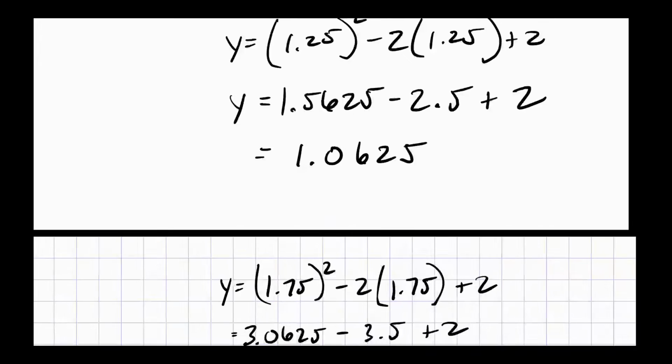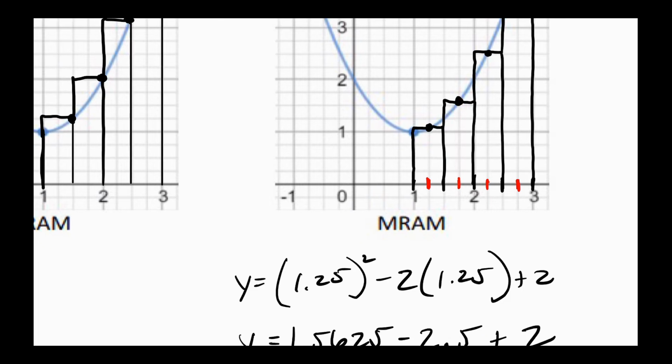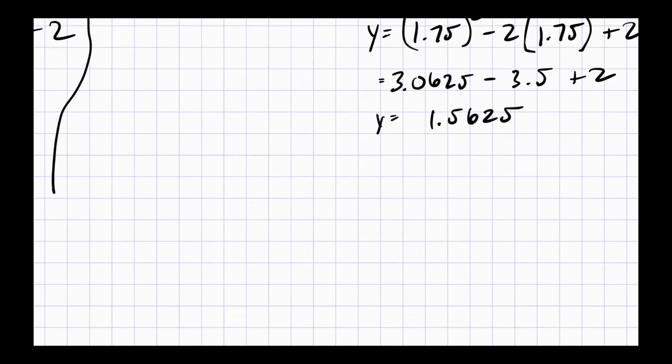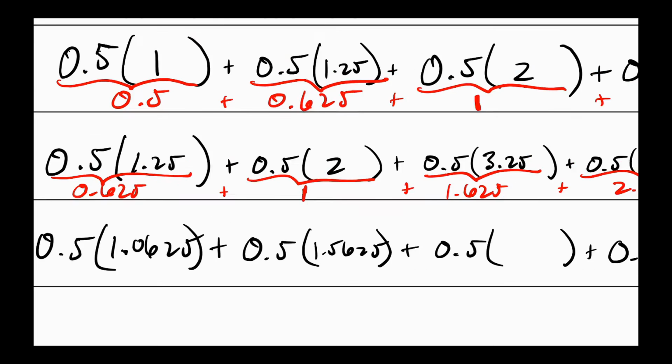Let's go back up on the graph to verify that that looks right, and that looks about right. It looks like the height's just above 1.5. Okay, so I'm going to include that in my table now, 1.5625. Okay. Last two.